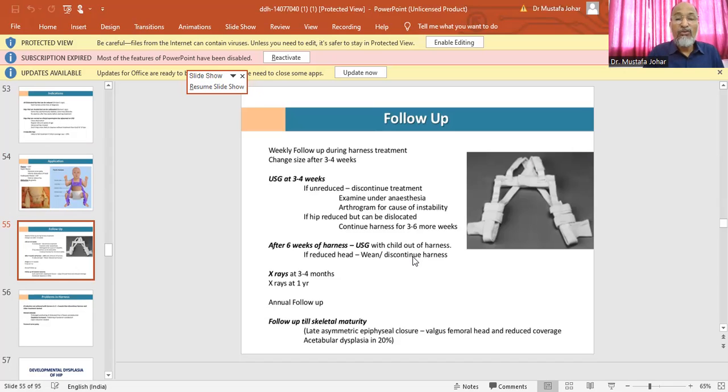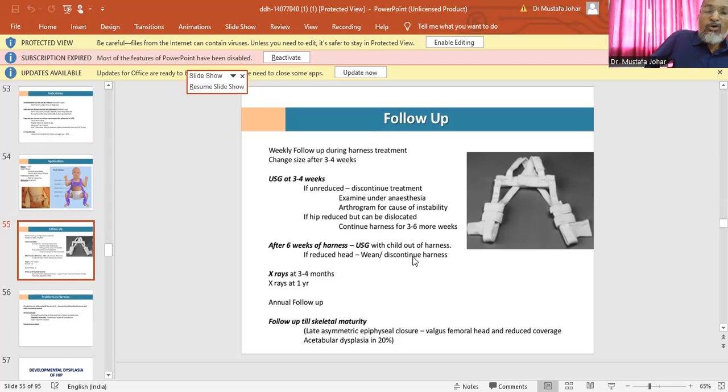Then after 6 weeks of harness, USG is done with the child out of the harness, and if the head is reduced, then you may wean off the harness or discontinue it, as the USG suggests that it is well contained within the acetabulum. Then you may have to do an X-ray at 3 to 4 months of age.